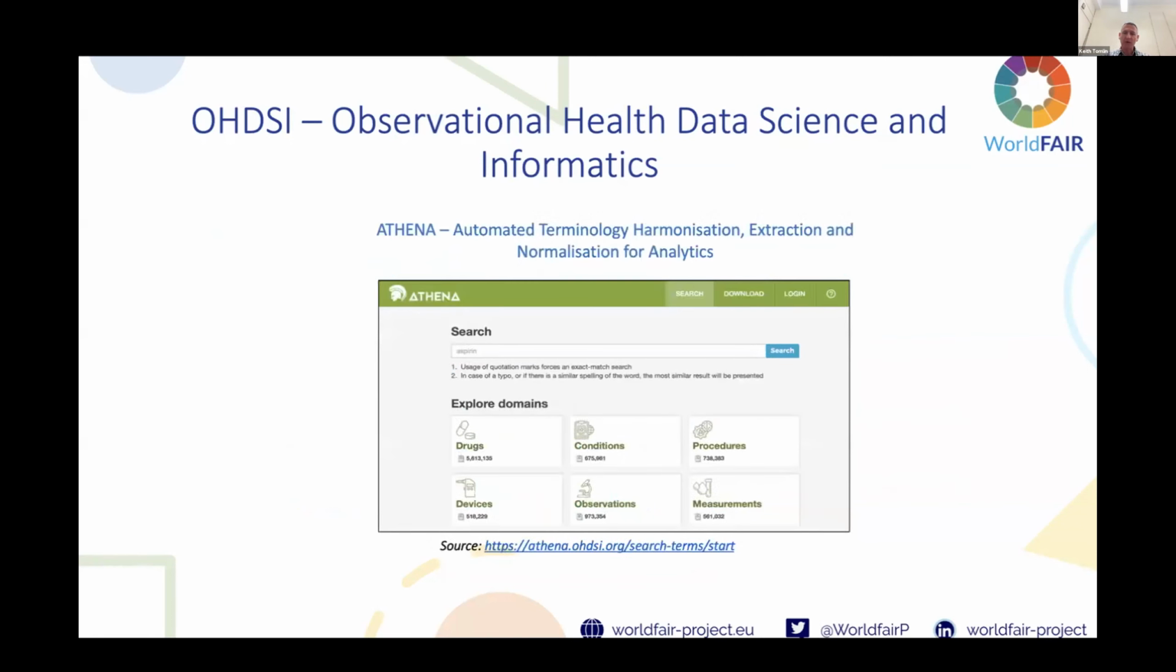As I said, Odyssey provide a range of tools for structuring data into a common data model format, and for analyzing the data, and they also provide this repository of vocabularies termed Athena, which enables the identification of vocabularies and other classifications that are already in use.